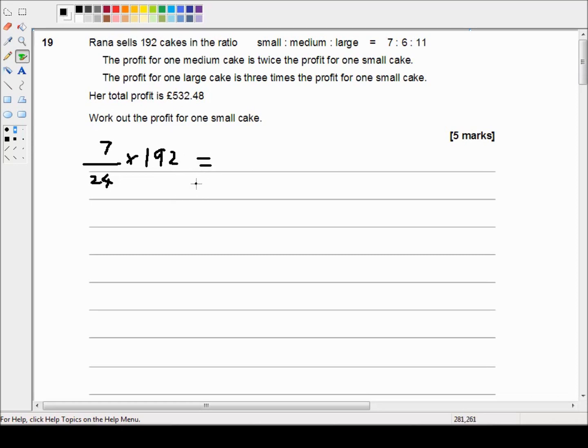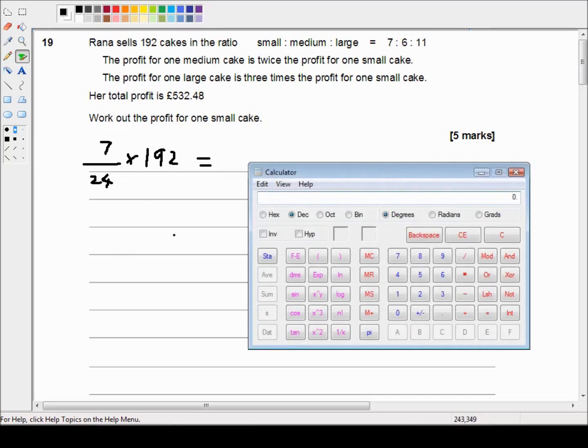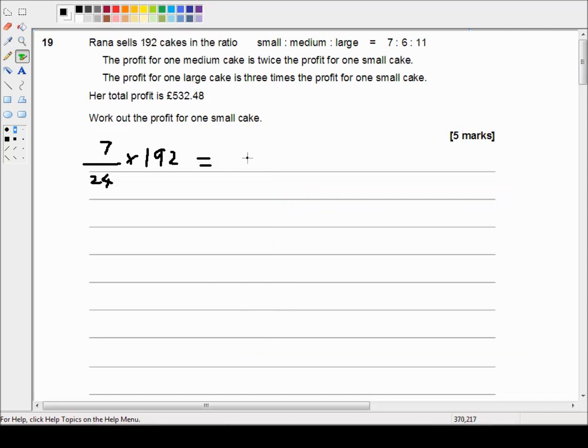Now, I could try to work that out, but this is a calculator paper, so we are allowed to use calculators. So the easiest thing is to just bung it into a calculator. So I'm just going to go 7 times 192 divided by 24, and that's equal to 56. And that means 56 small cakes were sold.